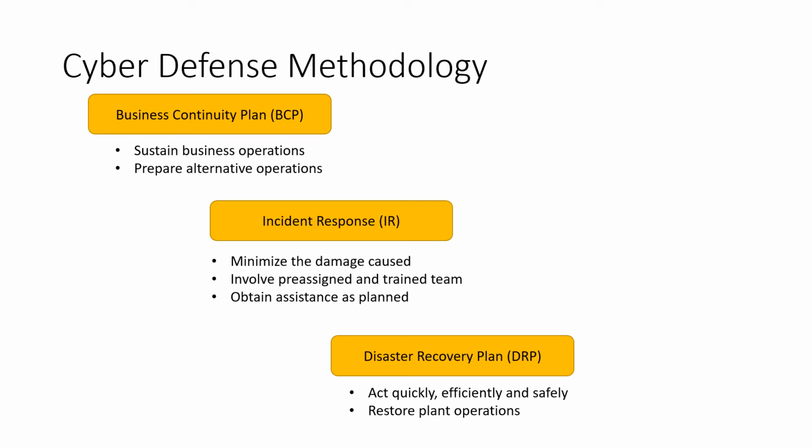Along with the methodology, generally we have a business continuity plan, a BCP. We want to sustain business operations. We want to be prepared and have these alternative operations in place. The incident response, minimize the damage cost. It's going to involve pre-assigned and trained teams. You did your preparation. Obtain assistance as planned. Disaster recovery plans, act quickly, efficiently, and safely restore the plant to operations.